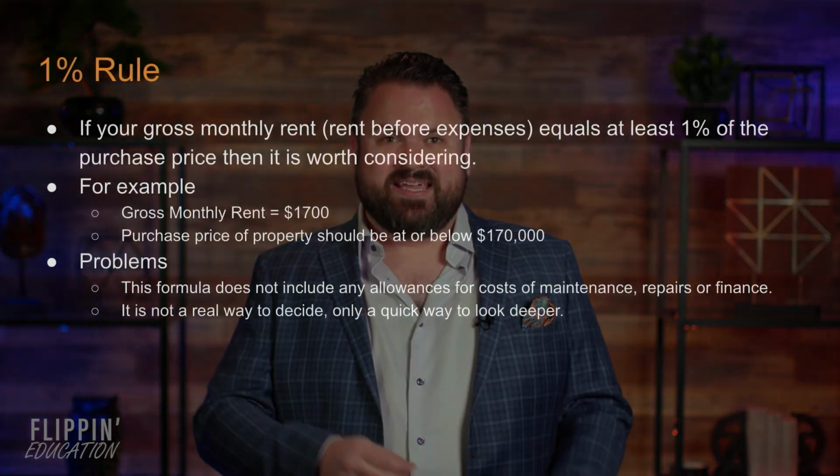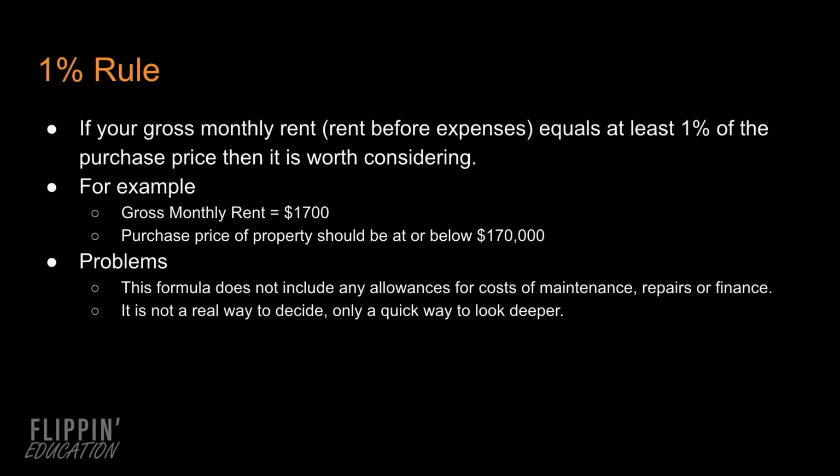Now, for the sake of quick analysis, which is just getting a quick idea as to whether or not this property is worth pursuing to the next steps of the Deal Spotter system, I like to use the 1% rule. If your gross monthly rent, which is your rent before expenses, equals at least 1% of the purchase price, then it's worth considering. For example, if your gross monthly rent is $1,700, your purchase price should be at or below $170,000. Now, a few things to keep in mind.